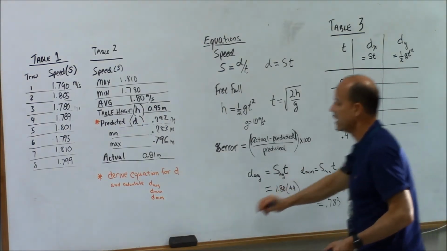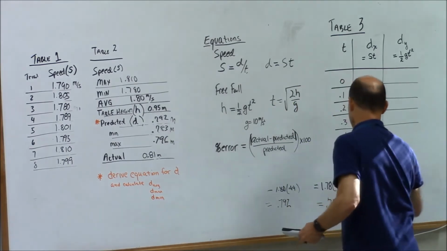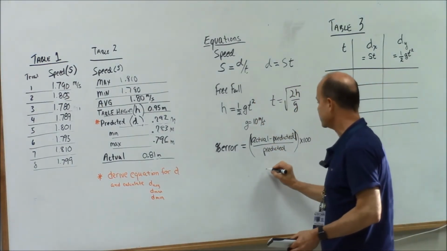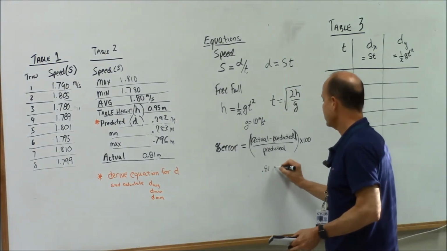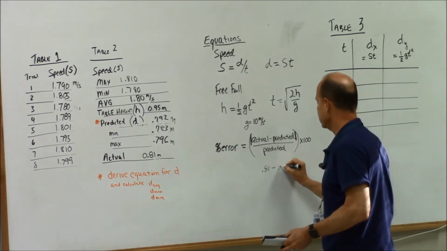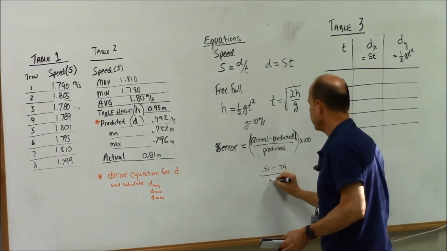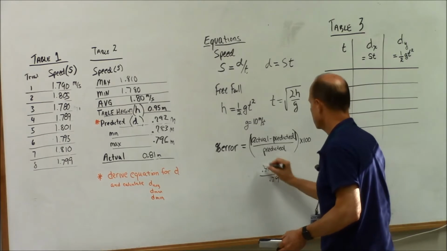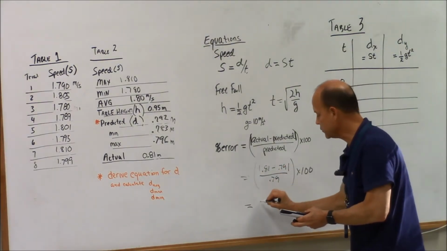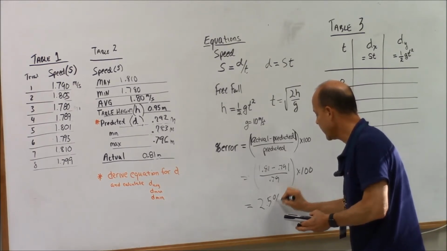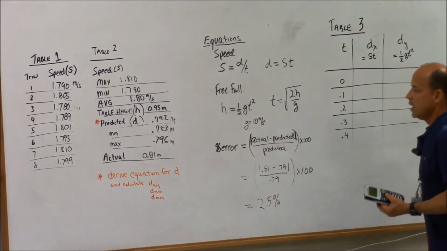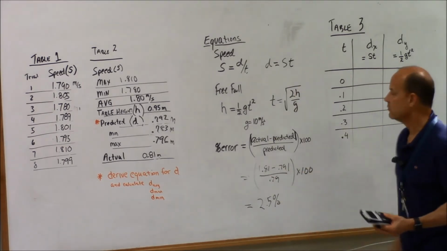We could go ahead and calculate percent error. So the actual is equal to 0.81 minus the predicted. We're going to use our average value of 0.79 divided by 0.79 times 100. And I'm getting about 2.5% error. That's pretty good experimental error. All right? So I'm confident that I've done everything right here.